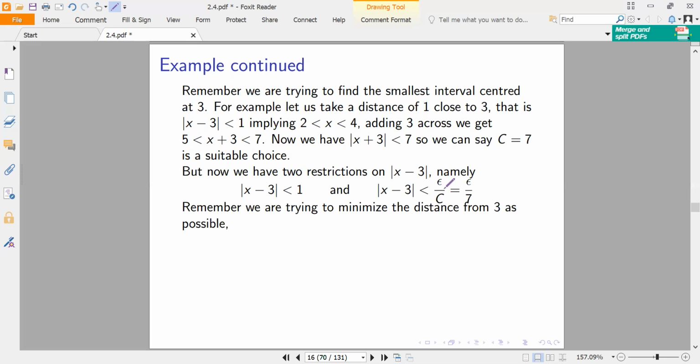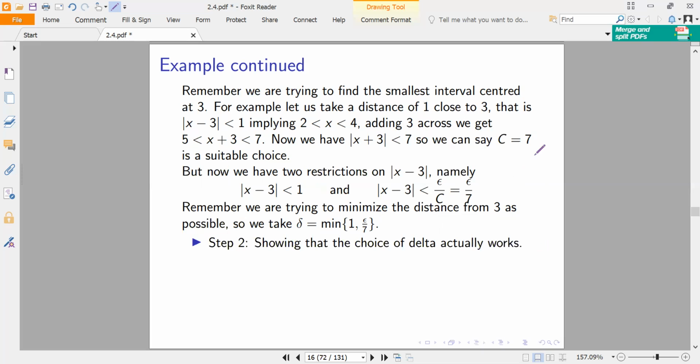Because remember that we're talking about closeness, we are trying to minimize the distance from 3 as much as we want. So meaning we can now take our delta to be the minimum value between 1 and epsilon over 7. Now that we have chosen our delta, we want to show that our choice is correct. So we are given some epsilon that is greater than 0, and we let delta be the minimum value between 1 and epsilon over 7.